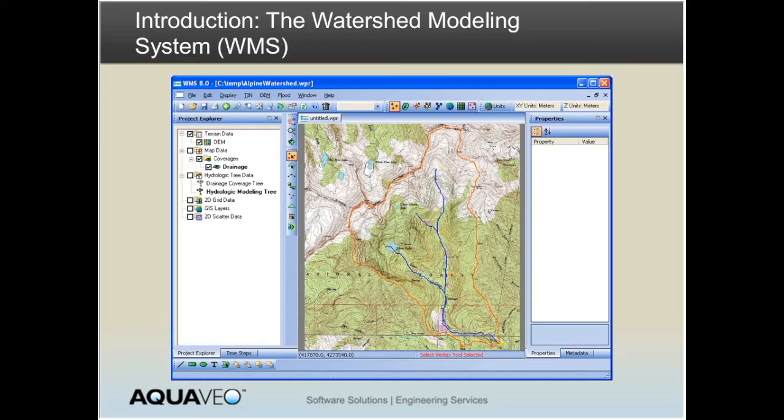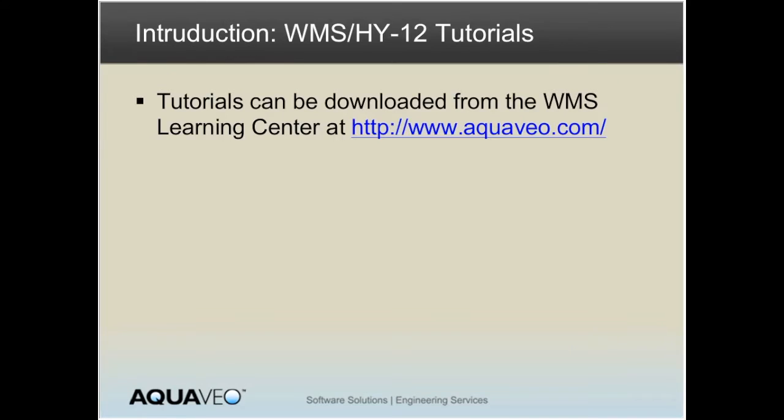WMS supports several hydrologic and hydraulic models, and HY-12 is one of the storm drain models supported. WMS includes a simplified interface to HY-12 where all of the most common structures such as pipes, access holes, and inlets can be defined using a simple spreadsheet, and an advanced interface where any HY-12 structure can be defined. I will demonstrate using the simplified interface in this video.